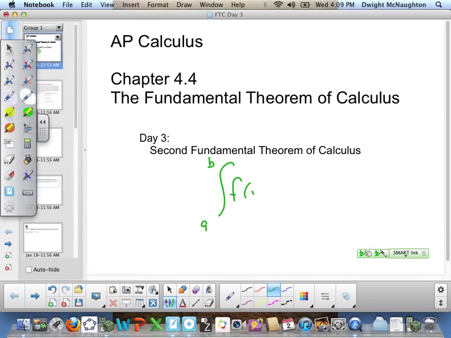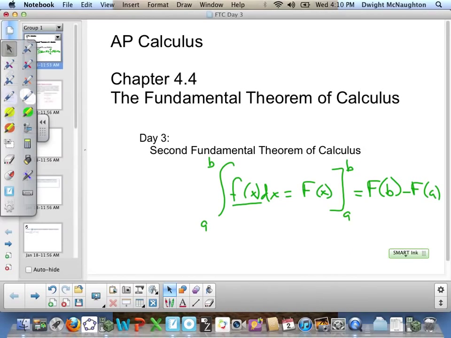told us that we could find the area underneath the curve, or the definite integral, by finding the antiderivative of f, which we expressed as capital F, and evaluating it from the upper limit to the lower limit and subtracting upper limit minus lower limit.